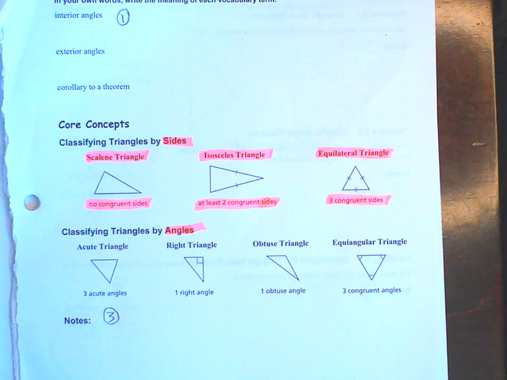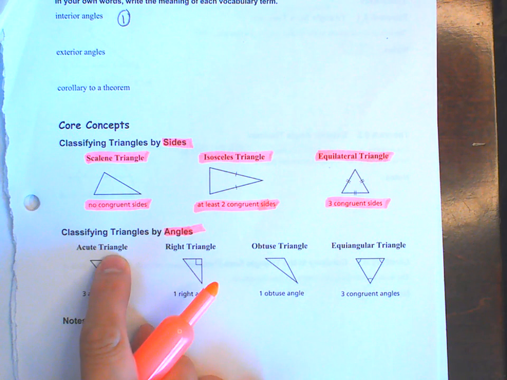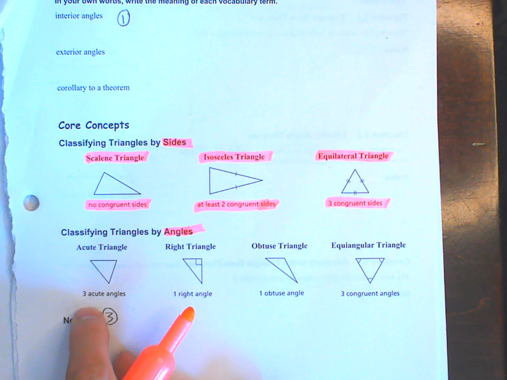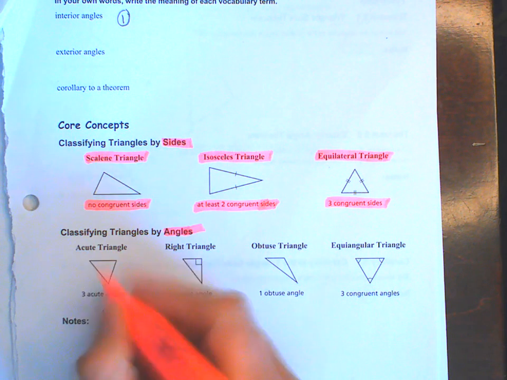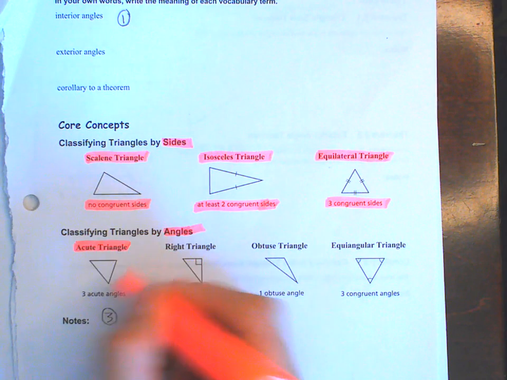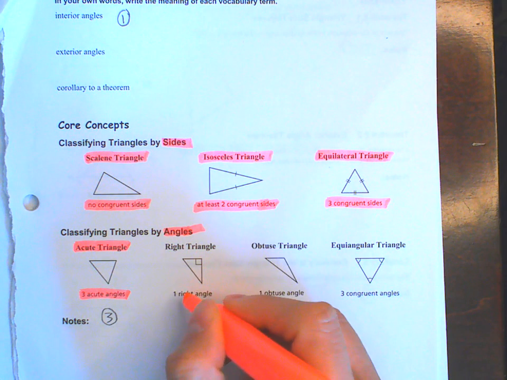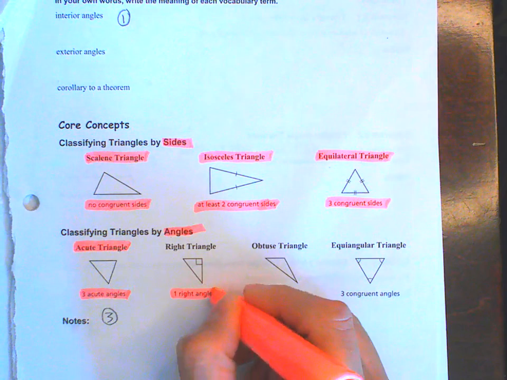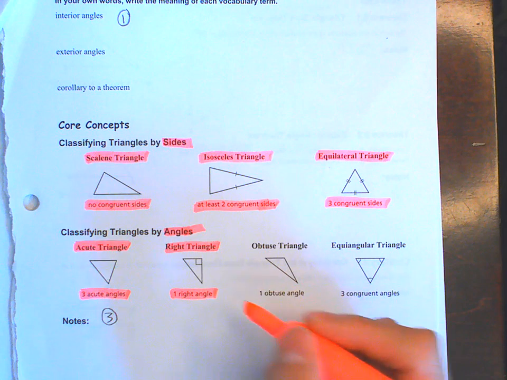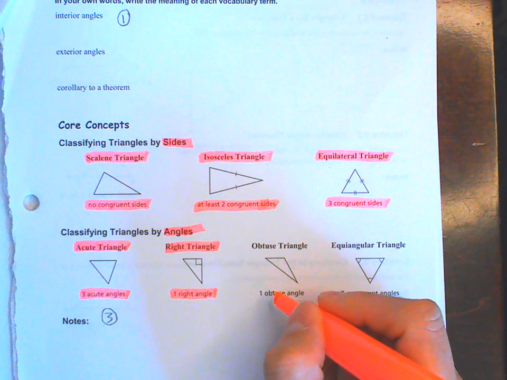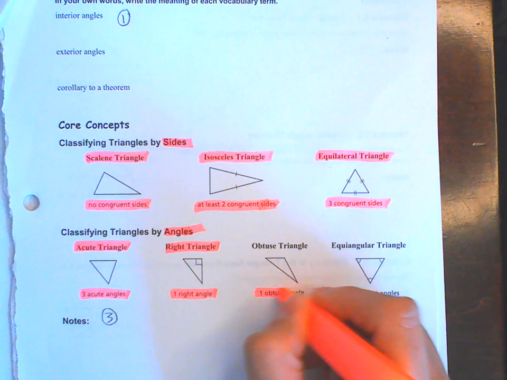If you want to classify them by the angles, there are four different types of classifications that you could use. The first one is called an acute triangle. This is if all the angles of the triangle are acute, meaning that they are all less than 90 degrees. If you have even one angle that is a right angle, we call it a right triangle. And if you have at least one obtuse angle, meaning more than 90, less than 180, we call that an obtuse triangle.